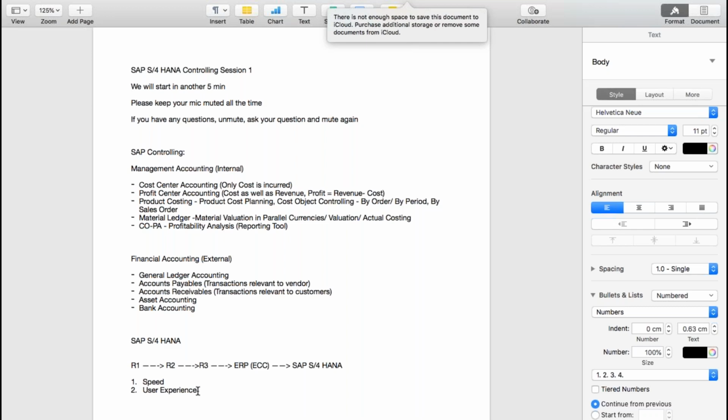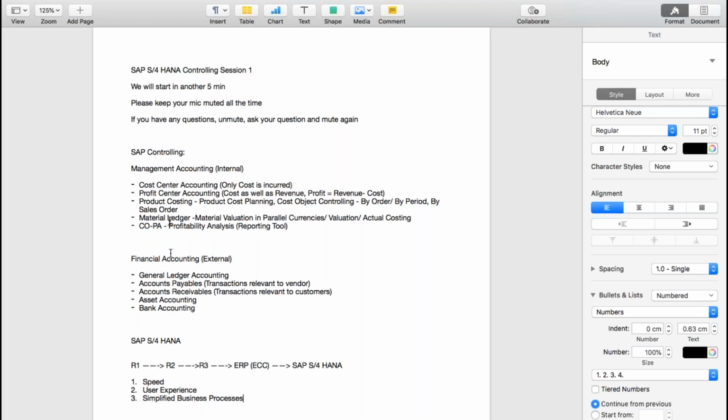Now, once we get the speed and the user experience, this has nothing to do with the processes, right? Do we mean that the same configurations and same reporting will work in SAP S4 HANA? I'm not saying no. 90% of the things are the same. The change is only in 10% of the functionalities. Those 10% of the functionalities are called simplified business processes. So there are some business processes which are simplified.